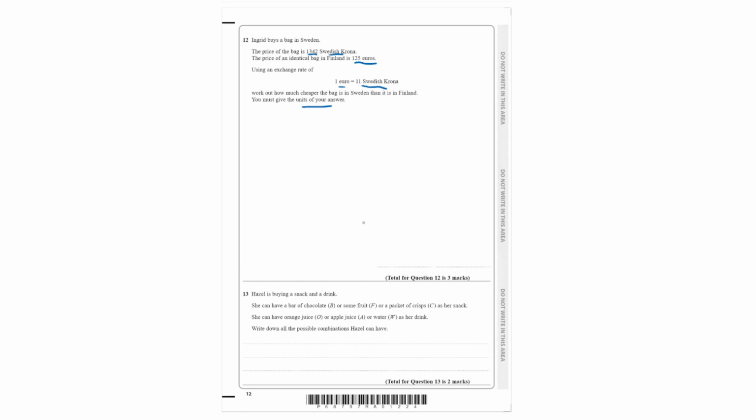So first off, we can see here that 1 euro is equivalent to 11 Swedish krona. And we have here that the price of the bag is 1,342 Swedish krona, but we don't know what the exchange rate is. We can multiply both sides by 1,342 to remove this denominator. 1,342 times 1 is simply 1,342, and we write the same denominator 11, divided by 11 is equal to x. So we can use our calculator here.